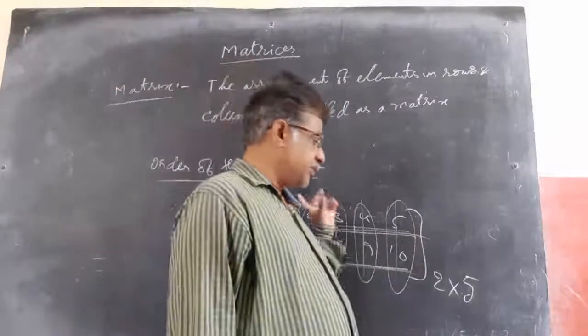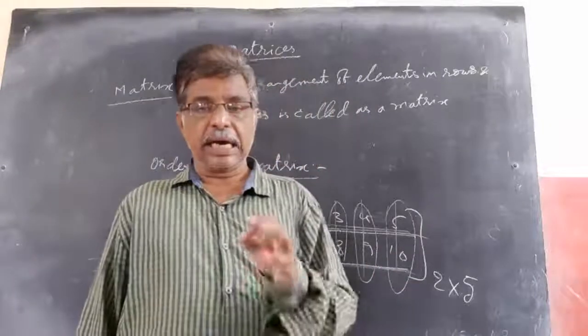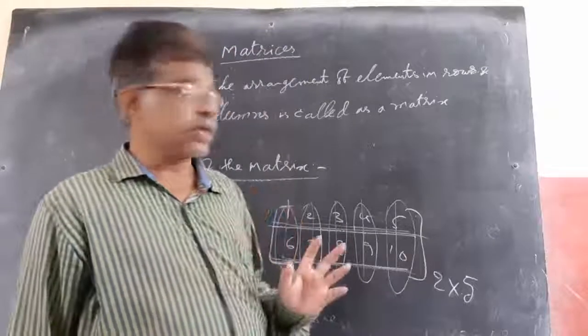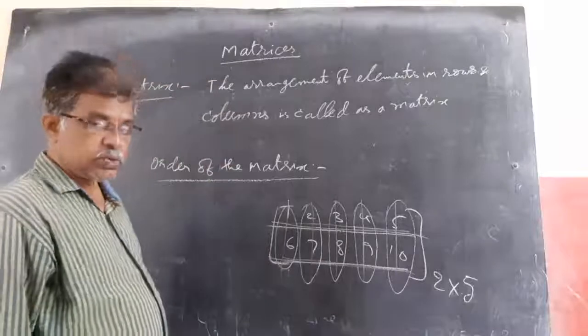Here the size of this matrix is 2 by 5. Size and order are one and the same, just the words differ. The size of the matrix here is 2 by 5. Order of the matrix is 2 by 5.